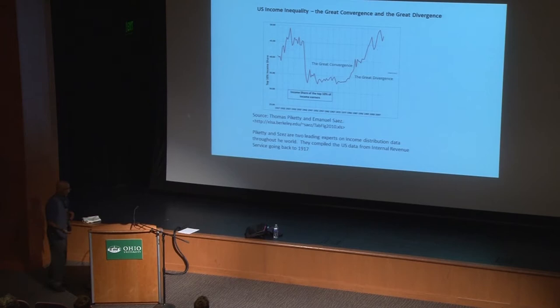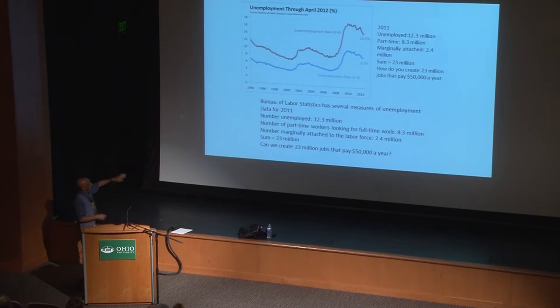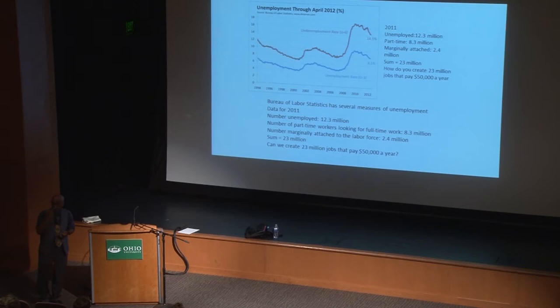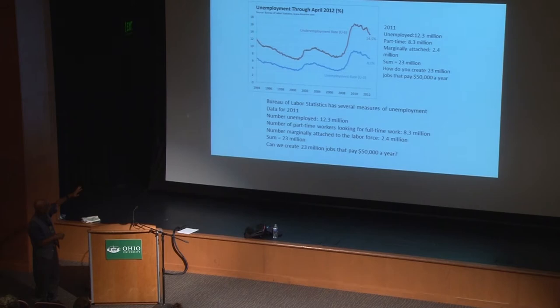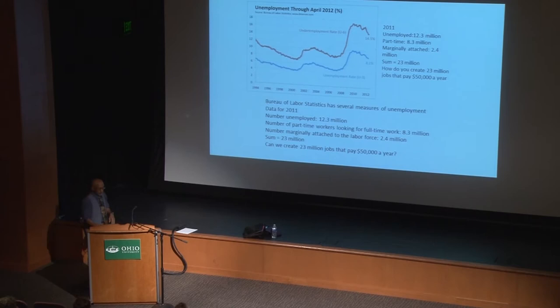Now, in this graph, what I do is the US Labor Department has very elaborate calculations on the unemployment rate. And they have really six rates that they calculate. I'm not going to go through all of those figures, but the important thing is these numbers down here. So this was 2012 data.